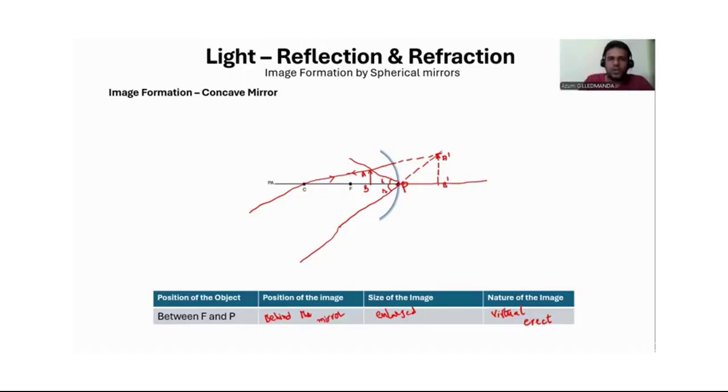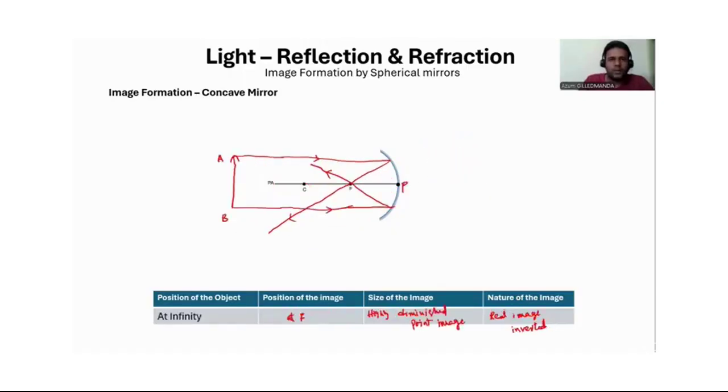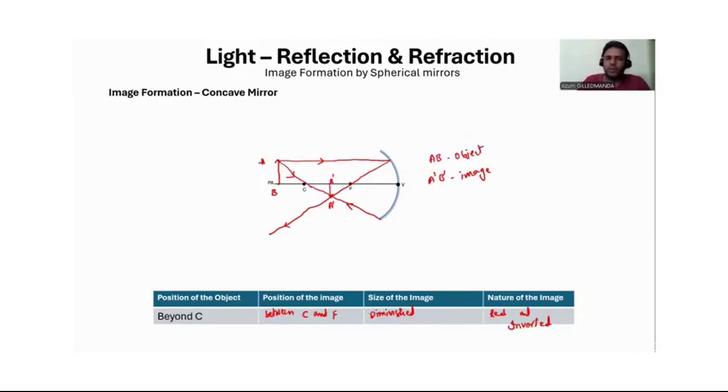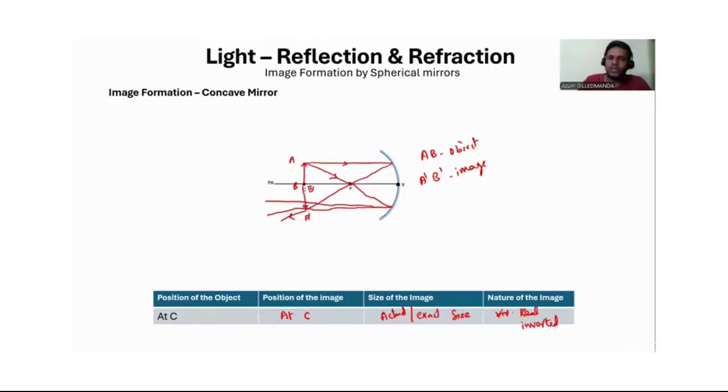Okay, so let's do a quick recap of all the scenarios that we have. If the object is at infinity, we get a point image at the focus, and it's real and inverted. When the object is beyond C, we get a diminished image between C and F, and it is real and inverted. And what happens when it is at C? We get the image also at C, of the exact size of the object, and it is also real and inverted.